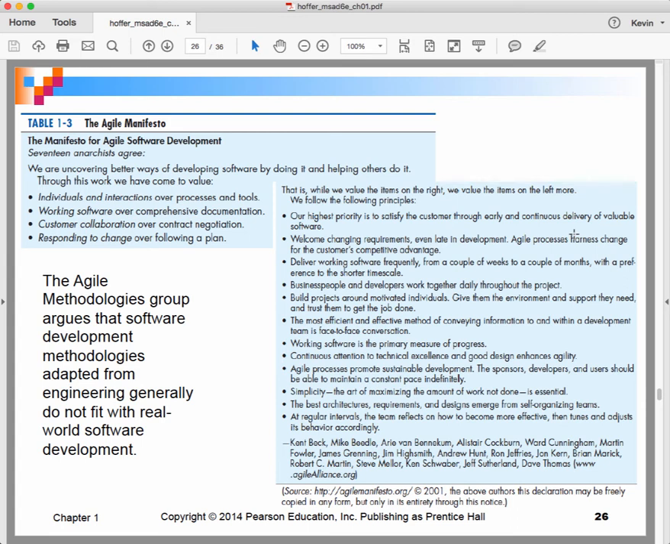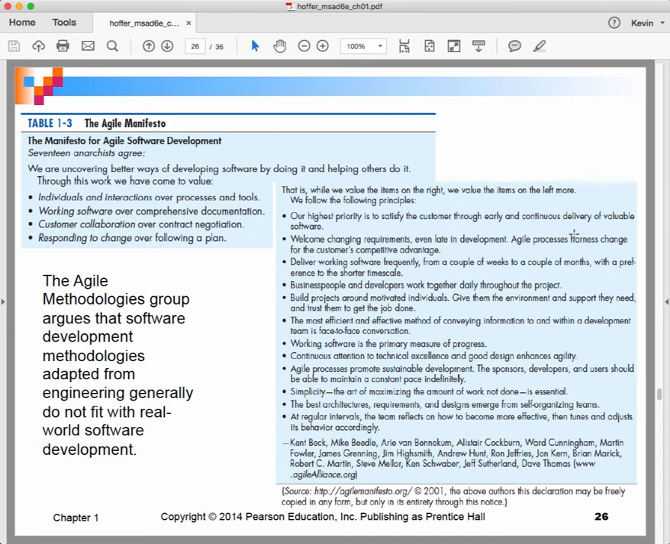Again, the waterfall software engineering approach was very much we're going to design it on paper or on electronic paper, and then we're going to build it. Customer collaboration over contract negotiation, because the waterfall approach defined the whole system up front. There was an agreed-to plan up front. Then whenever change happened, there was, in some sense, a negotiation about what the change would be. The Agile guys think that that's a little too structured for them. And responding to change over following a plan gets at the same issue.